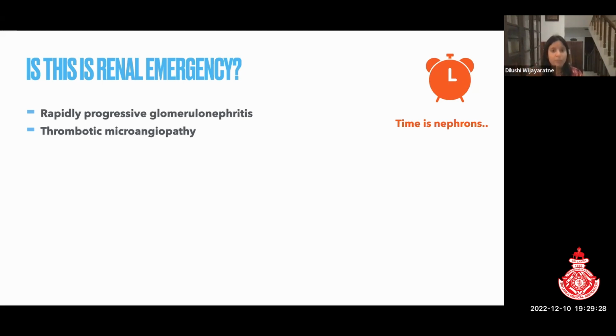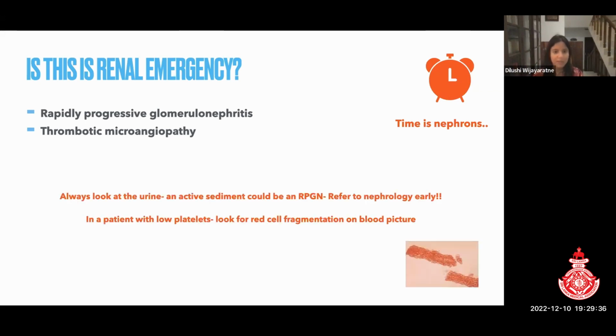RPGN is basically the most severe form of acute glomerulonephritis. So any cause of acute glomerulonephritis can cause an RPGN if it is severe enough. So always look at the urine. An active sediment could be an RPGN. So you have to refer to nephrology early. And nephrologists, if they suspect an RPGN, might want to start the patient on high-dose steroids, provided there is no ongoing infection or other contraindication.